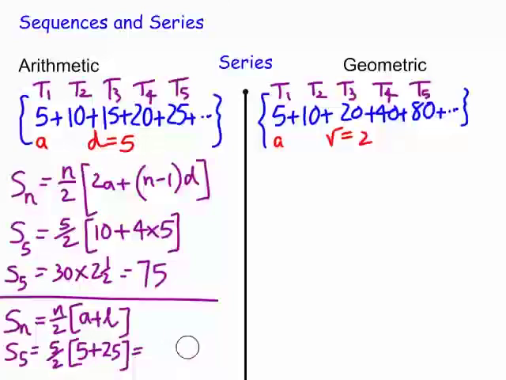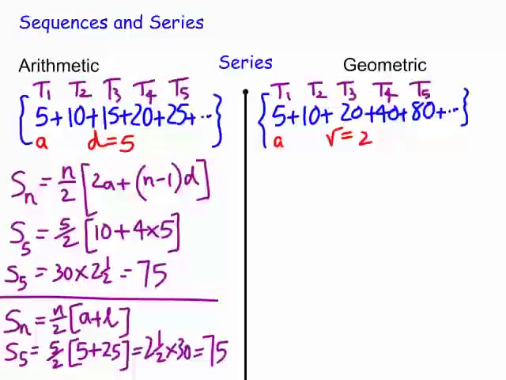Two and a half times 30, which is obviously 75. Okay, 75.